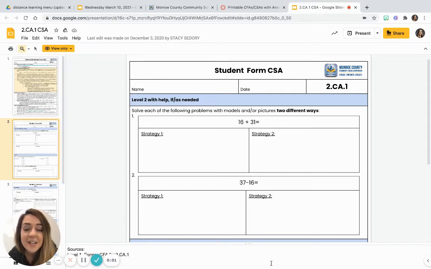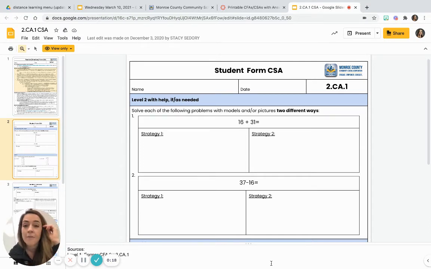Good morning, second graders. Today is the day. We have been working really hard on addition and subtraction strategies. And today we are going to take an assessment to show that you know how to solve several problems in at least two different ways.